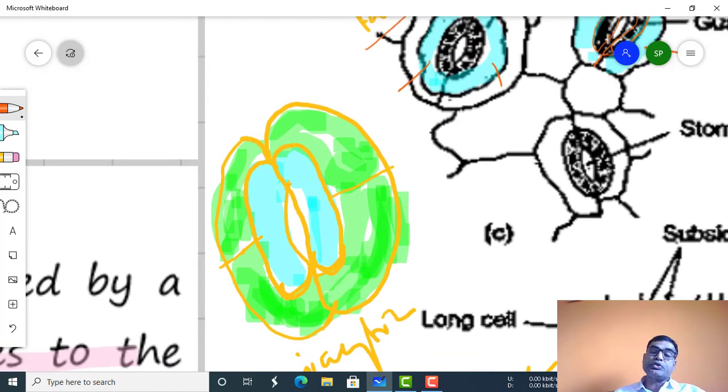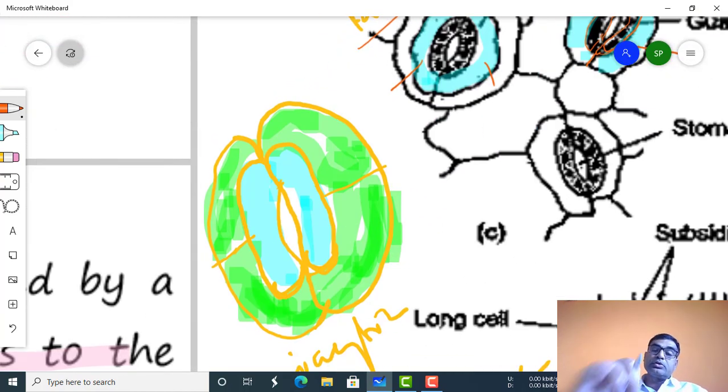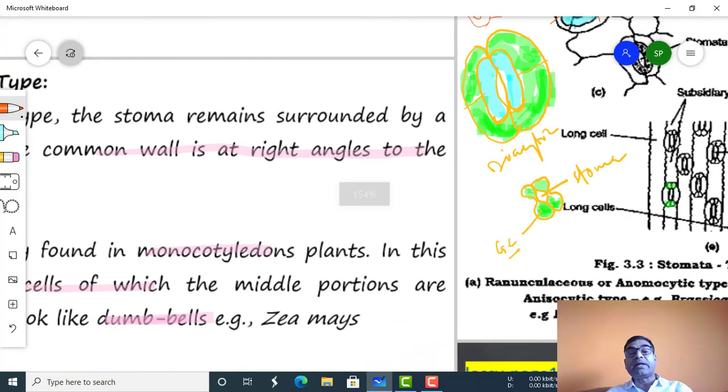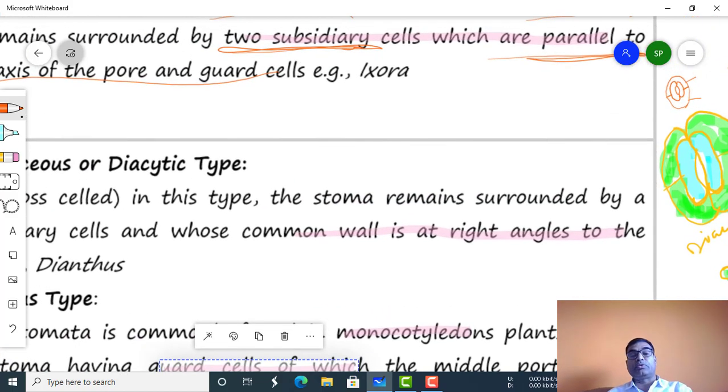And what is the diacytic type of stomata? Here subsidiary cells are 2. Suppose this one is a stoma guarded by such guard cells. Here such subsidiary cells will be present. This one is the first subsidiary cell and this one is the other subsidiary cell. These subsidiary cells are perpendicular to the axis of the pore and stoma. Then it is called the diacytic type of stomata.